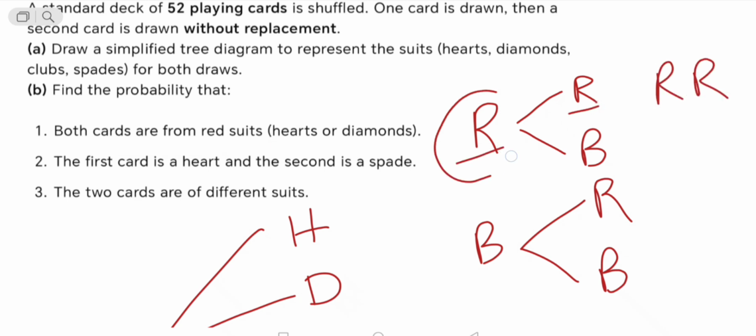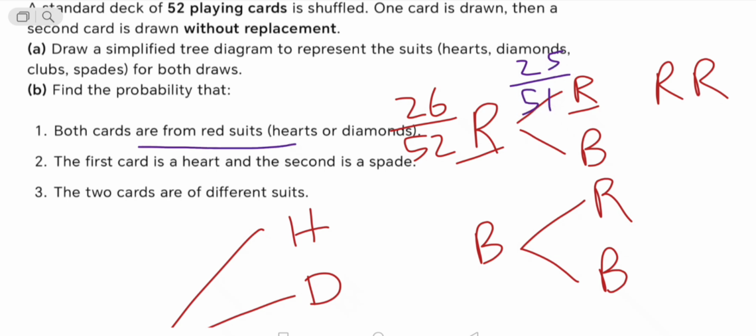What is the probability of the first red? If the first one is red, how many total red are there? Total red are 26 out of 52. The first one we draw is red and we didn't put it back, so how many red are remaining? 25, and the total remaining is 51. So the probability that both are red is 26 over 52 times 25 over 51.